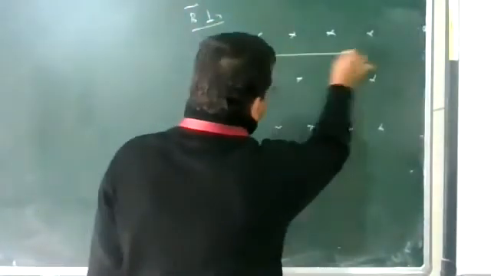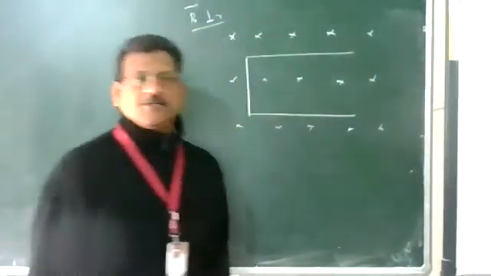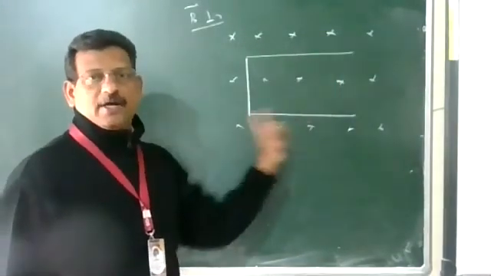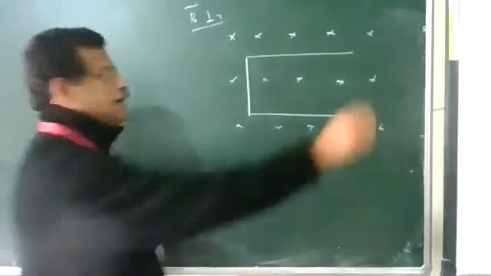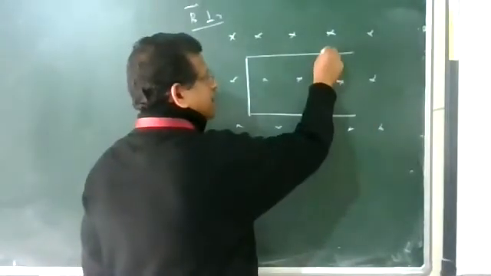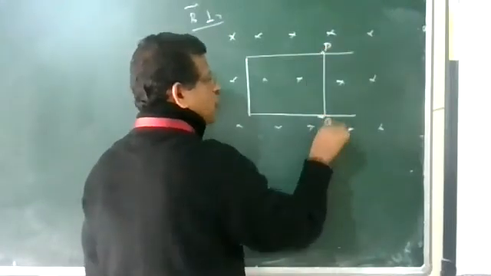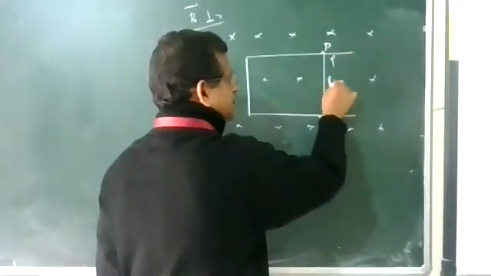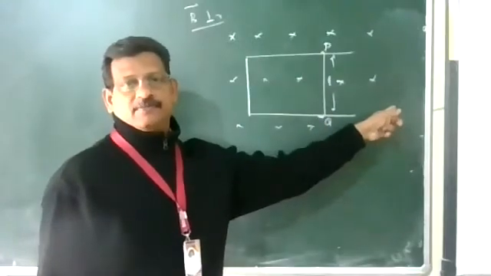Suppose I am giving a track in this form. This is a metallic wire. It's a rigid wire of negligible resistance. And here I can place a movable conductor, that is PQ, that can move over this. It is of length L. It can move either toward the left side or the right side.